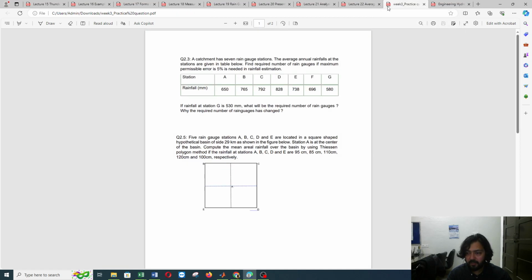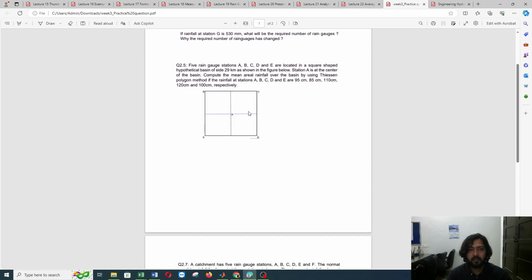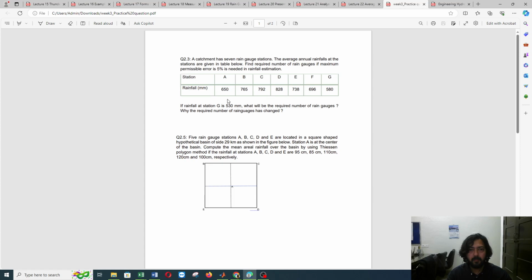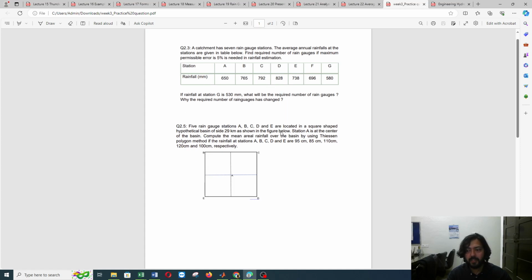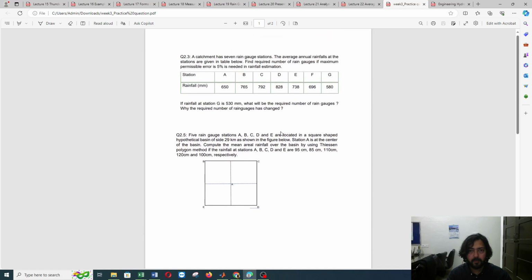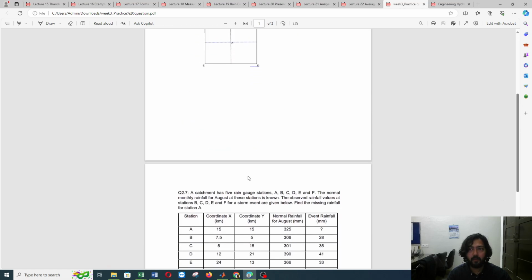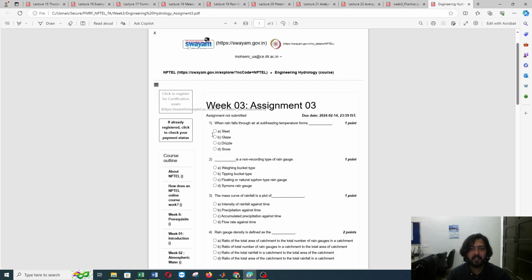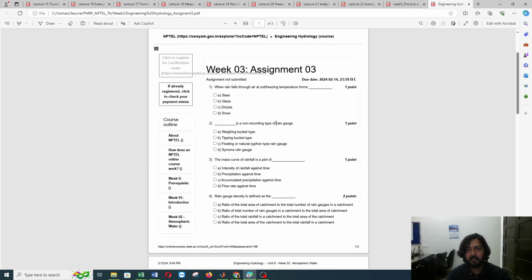Then after that, we calculated the rainfall values. We have taken a few examples and calculated them, and at the end we also discussed the assignment. So I can say that we have covered everything, and now we can conclude today's session.